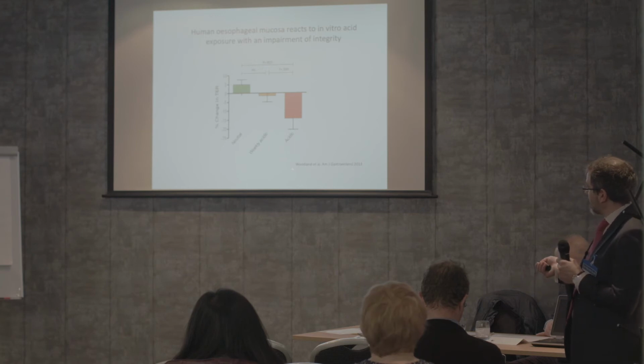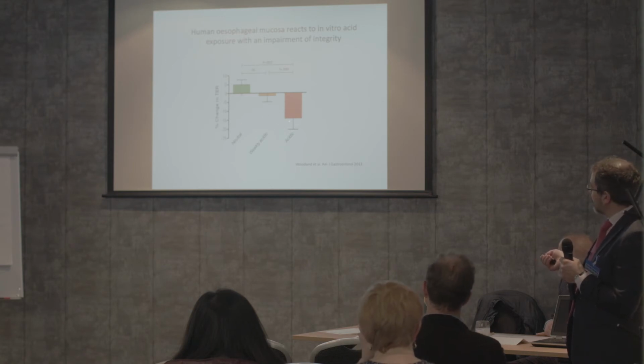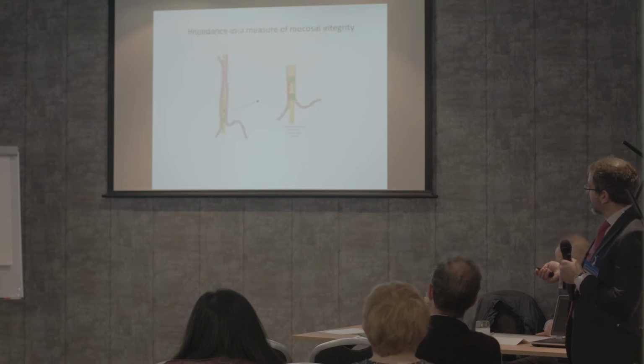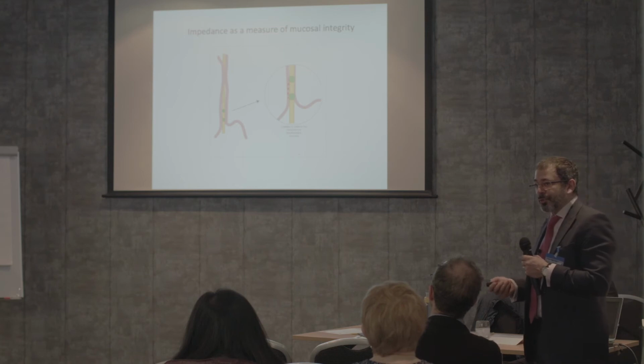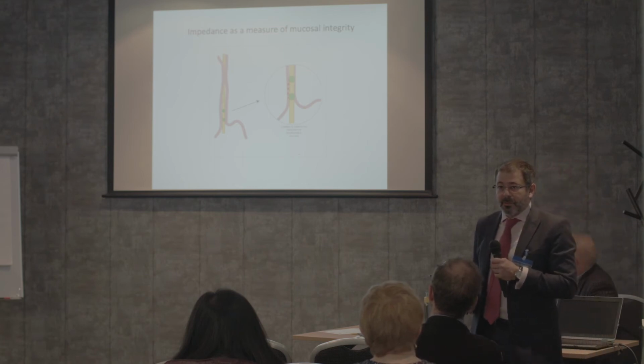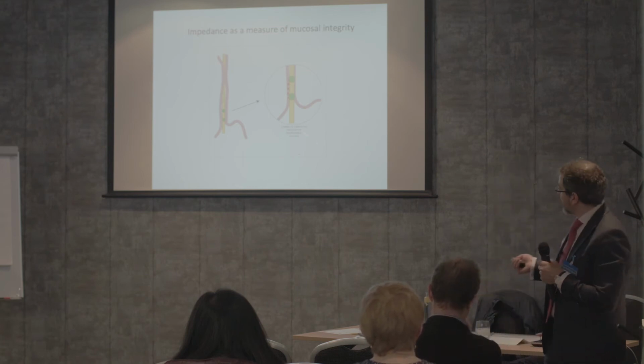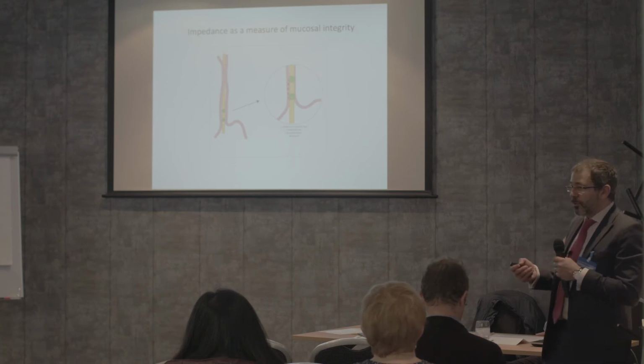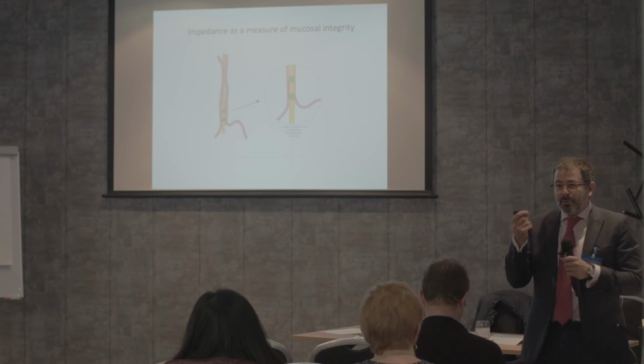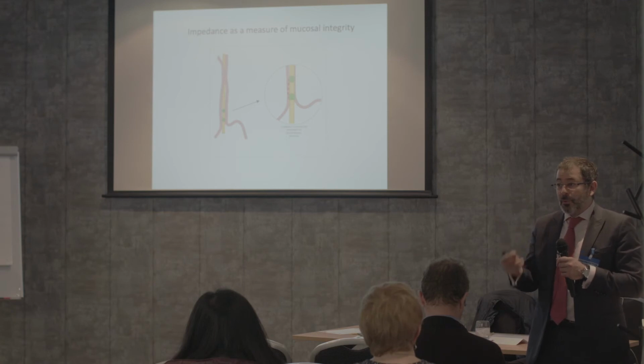And this is from Phil, who is not here today, from his paper in 2013, showing that with acidic insult of the mucosa, the mucosal integrity deteriorates compared to healthy. So we can measure mucosal integrity using the impedance catheter. If you have impedance sensors in the bottom of the esophagus, you can measure the mucosal integrity of the mucosal wall.